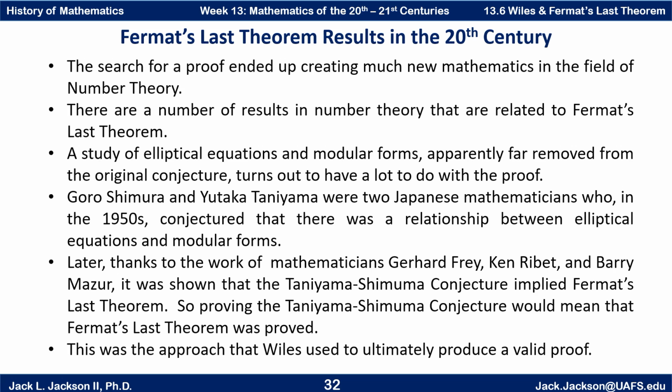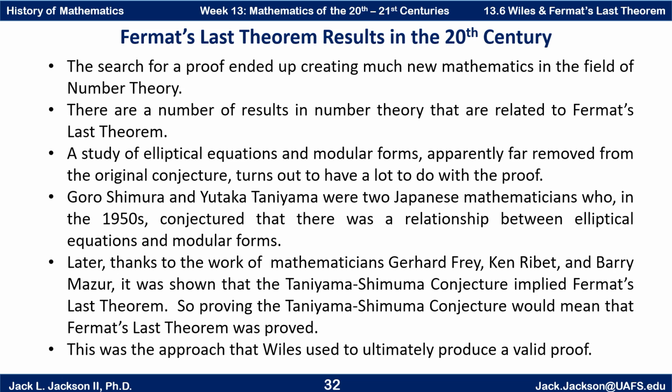Turns out that there are a number of results in number theory that are related to Fermat's last theorem. A study of elliptical equations and modular forms, apparently far removed from the original conjecture, turns out to have a lot to do with the proof. Goro Shimura and Yutaka Taniyama were two Japanese mathematicians who in the 1950s conjectured that there was a relationship between elliptical equations and modular forms.